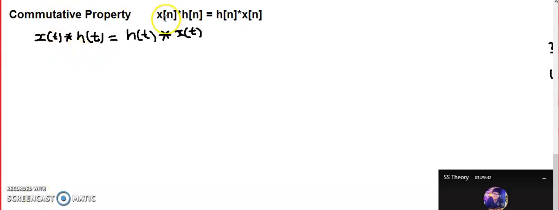So commutative property means we can take either of them, means the order of convolution is not important, the result will be the same. You can take x[n] convolution with h[n], or h[n] convolution with x[n].